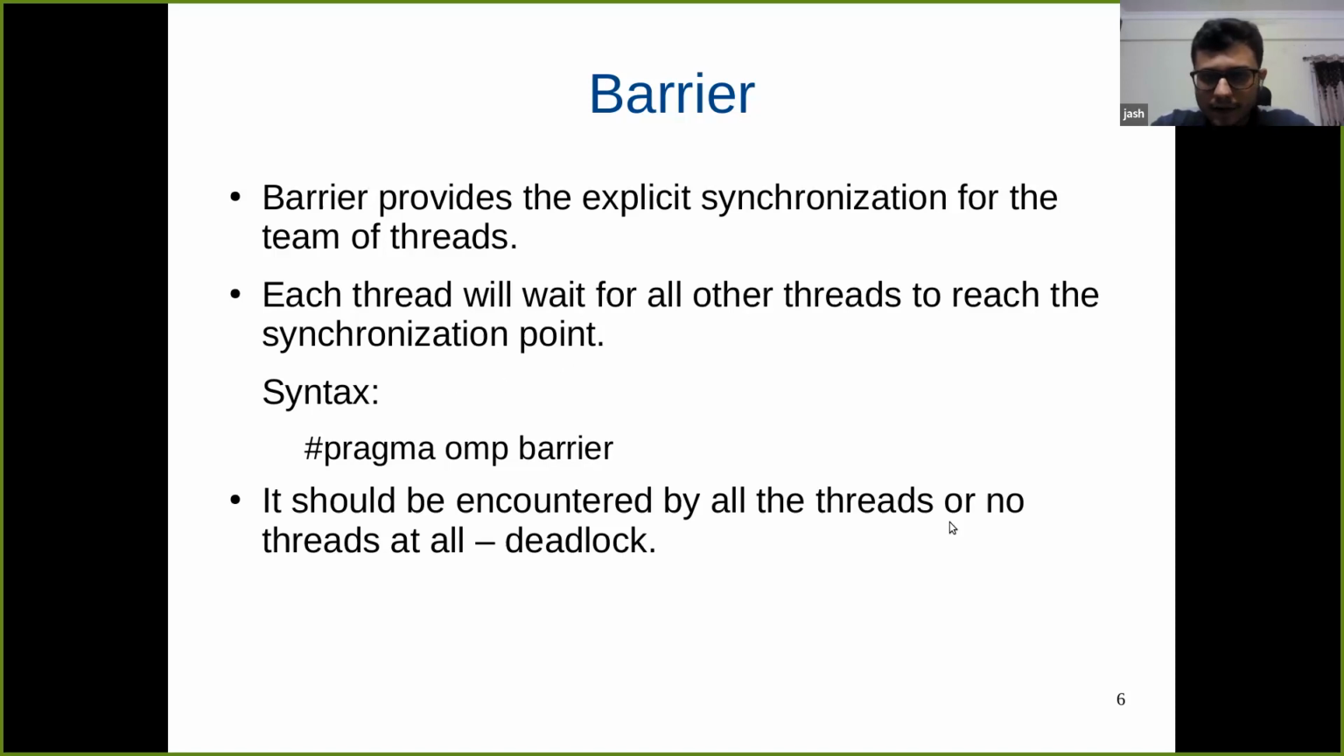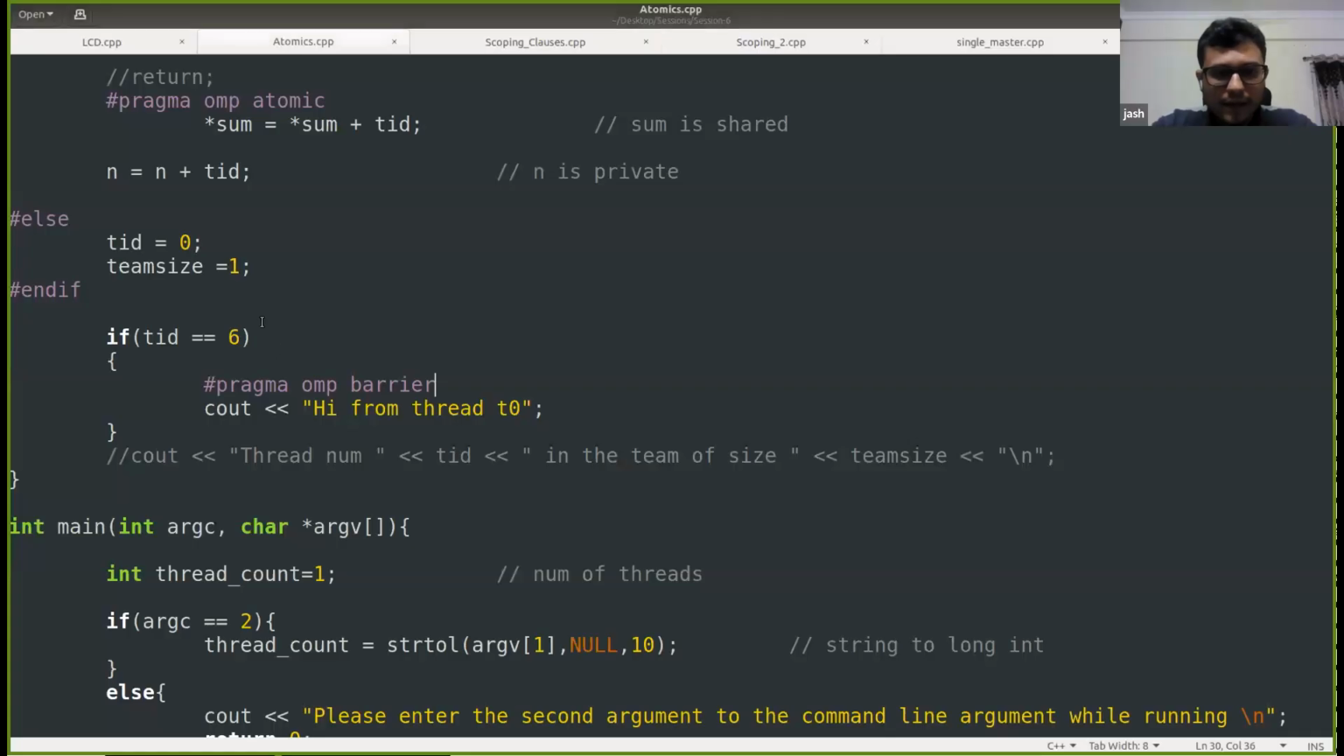Sorry, I'll repeat that. What I did was I placed TID == 6. When I run it with 5 threads, TID will go from 0 to 4, so none of them will have a TID of 6, and hence none of them will reach this point. So either none of them should reach, or all of them should reach. That is the point. If some threads are reaching the barrier and some are not, then it will cause a problem that will lead to deadlock. So that was the point.